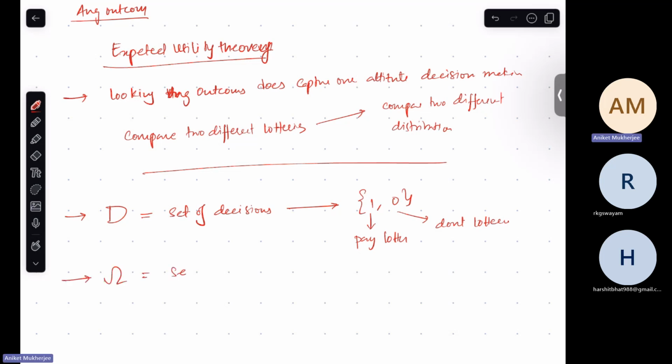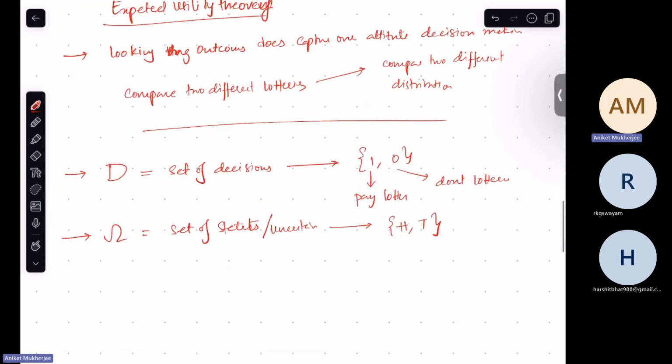Omega is your set of states, or this is your uncertainty in the world, right? In the above problem, you had a biased coin, which could either give heads or tails. You didn't know which it would give. You have no control over whether it would be heads or tails, but you know something about it, some statistics you know about it.